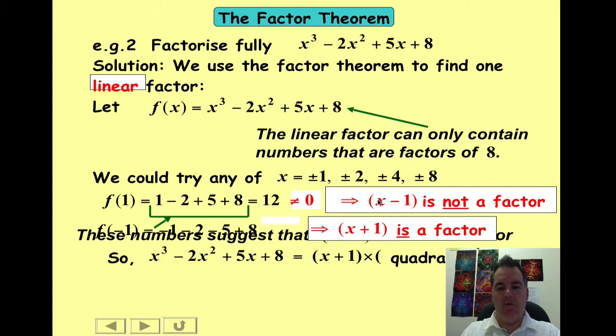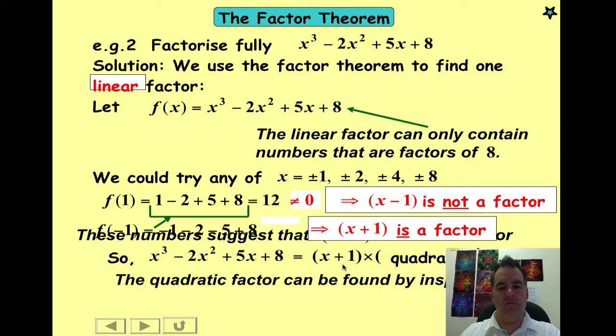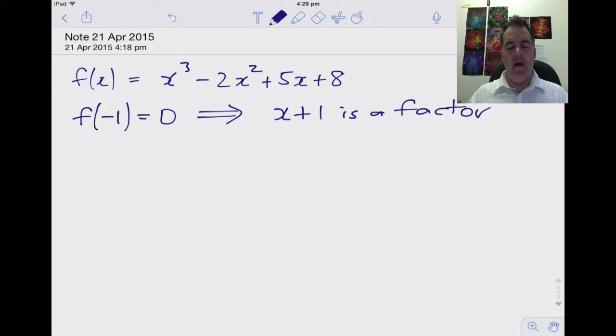So now, how do we find this extra quadratic factor here? Well, we just divide this by this. Synthetic division or long division. So let's finish this off. We've found that x plus 1 is a factor of this cubic. So that means when I divide x plus 1 into the cubic, I get a remainder of 0. So we know it's a factor. So how can we find the quadratic factor?